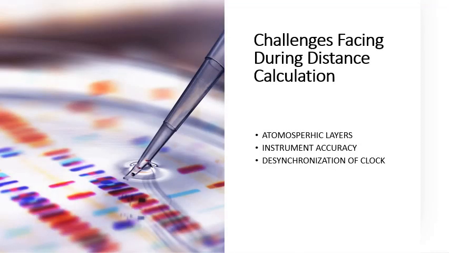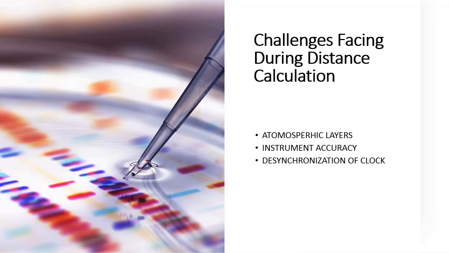Now, challenges faced during distance calculation. The first ones are the atmospheric layer, instrument accuracy, and desynchronization of clock. As we know, distance calculation is an important part of calculating position precisely, because electromagnetic signals travel at the speed of light, which is approximately 300,000 kilometers per second. So while calculating the time a signal takes to travel from satellite to receiver, we need to be very precise. So there are some challenges we are facing.